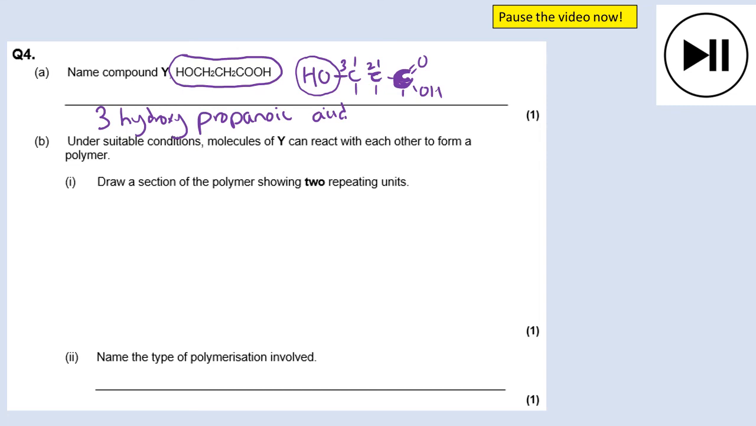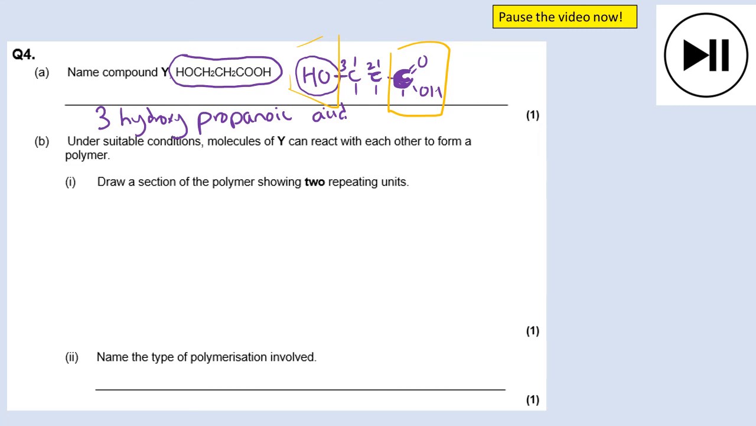Under suitable conditions, molecules of Y can react with each other to form a polymer. Okay, so what's happening here then? So it's saying it can react with each other. We haven't seen this. Okay, they're trying to push us a little bit here. But let's try and keep our eye on the prize. The main thing is we've got an alcohol group and a carboxylic acid group that can join to each other.